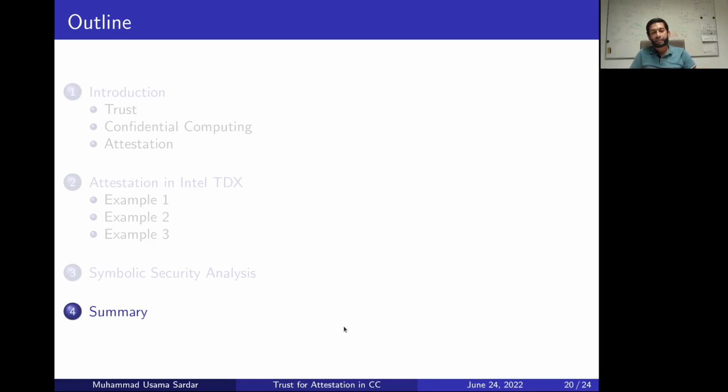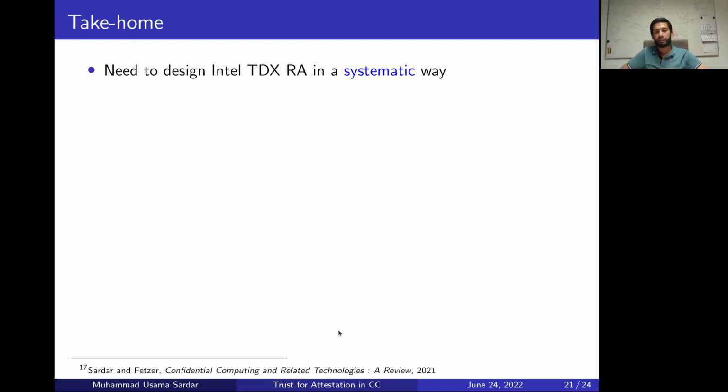I now want to summarize my talk and provide the currently pursued directions. The take-home message is that there is really a need to design Intel TDX remote attestation in a systematic way. This systematic way includes formal proofs and formal guarantees, so that one can really believe it is going to satisfy the assumptions and the specifications. And we claim that our formal models for remote attestation of Intel's trusted execution environments are at the moment the most detailed ones.